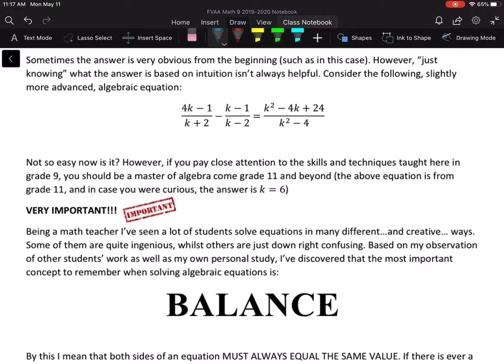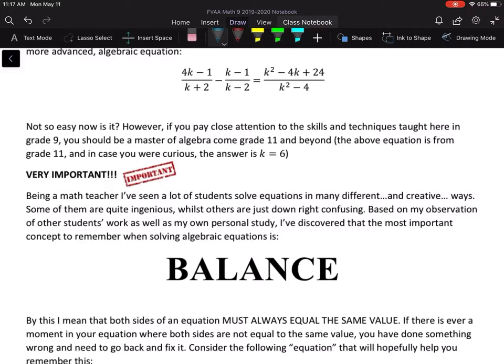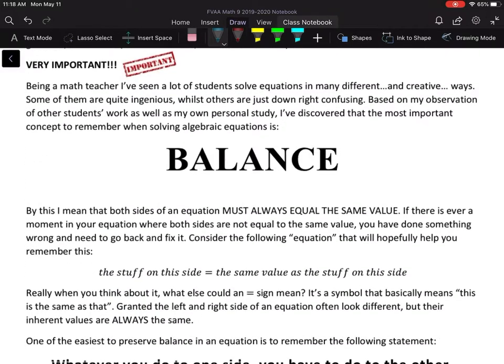However, if you pay close attention, the skills and techniques taught here in grade 9, you should be able to master algebra come grade 11 and beyond. The above equation is actually from pre-calculus 11, and the answer here is k is equal to 6. Okay, but you wouldn't have guessed that just by looking at this. Very important when we're dealing with algebra.